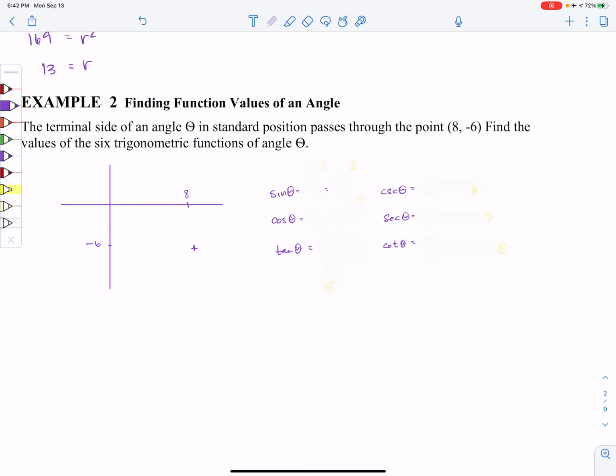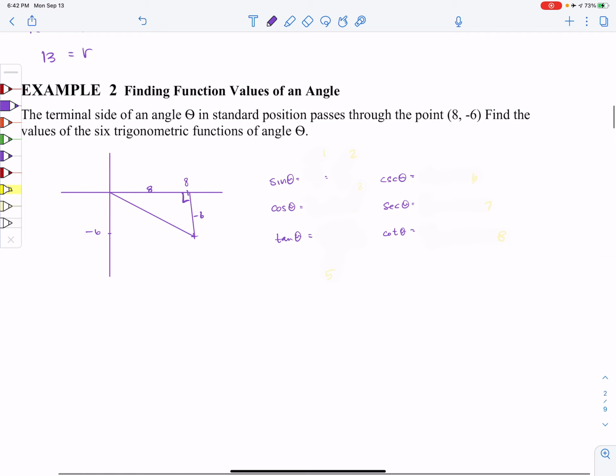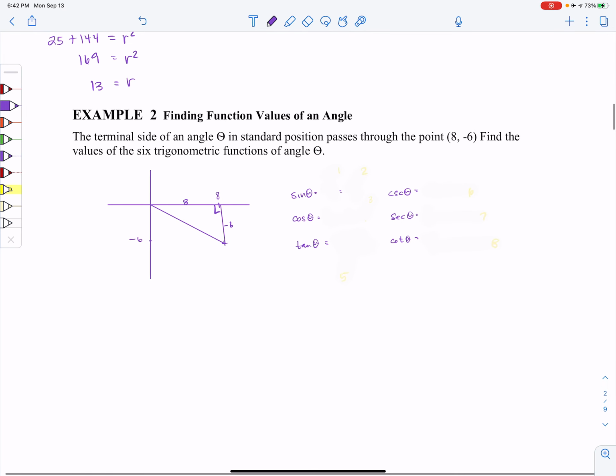So then let's go ahead and draw that. And we'll connect our right angle. Sorry, that's just a little bit off there. So we know that this value is 8 and this value is -6. We do the Pythagorean theorem. And once I do the Pythagorean theorem, I'm just simply going to find that this side is 10. So I'll let you do the math on that one.